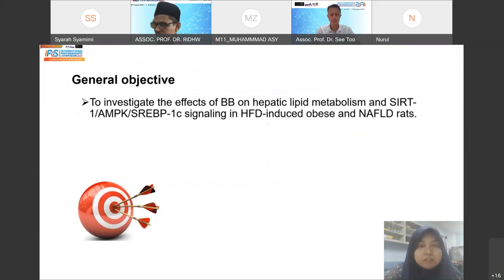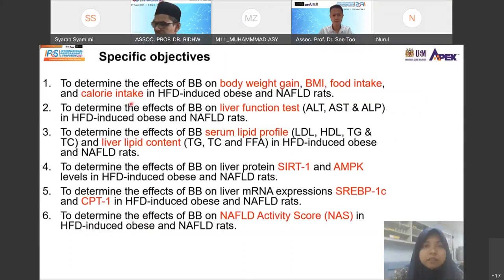Therefore, the objective of this study was to investigate the effects of bee bread on hepatic lipid metabolism and SIRT1, AMPK, SREBP1C signaling in high-fat diet-induced obese and NAFLD rats. The specific objectives for this study were to determine the effects of bee bread on body weight gain, BMI, food intake, calorie intake, liver function test, serum lipid profile, liver lipid content, SIRT1, AMPK, SREBP1C, CPT1, and NAFLD activity score in high-fat diet-induced obese and NAFLD rats.